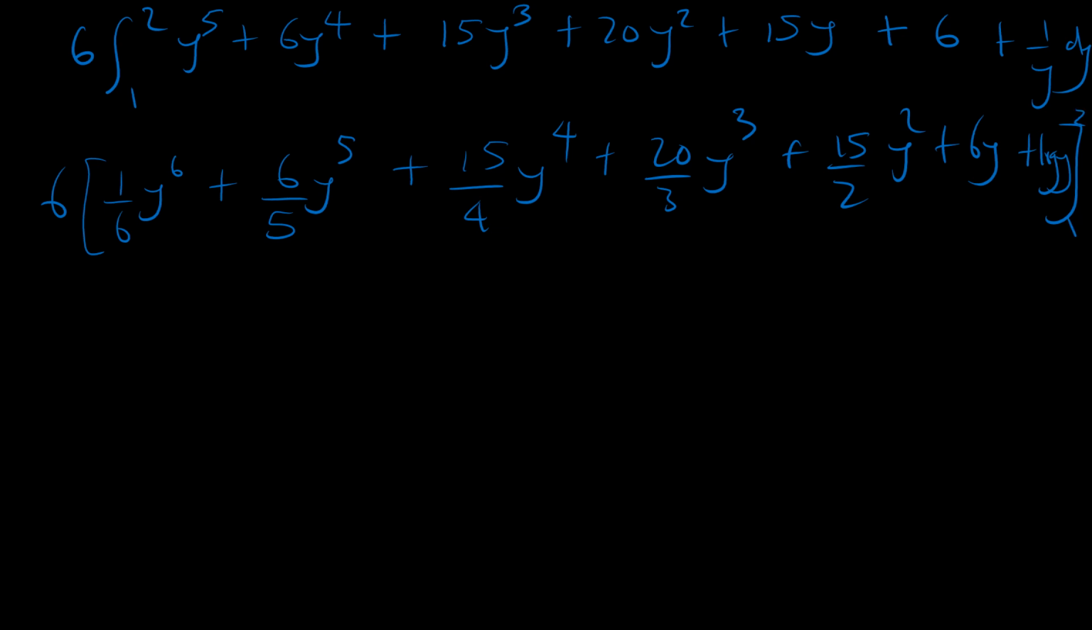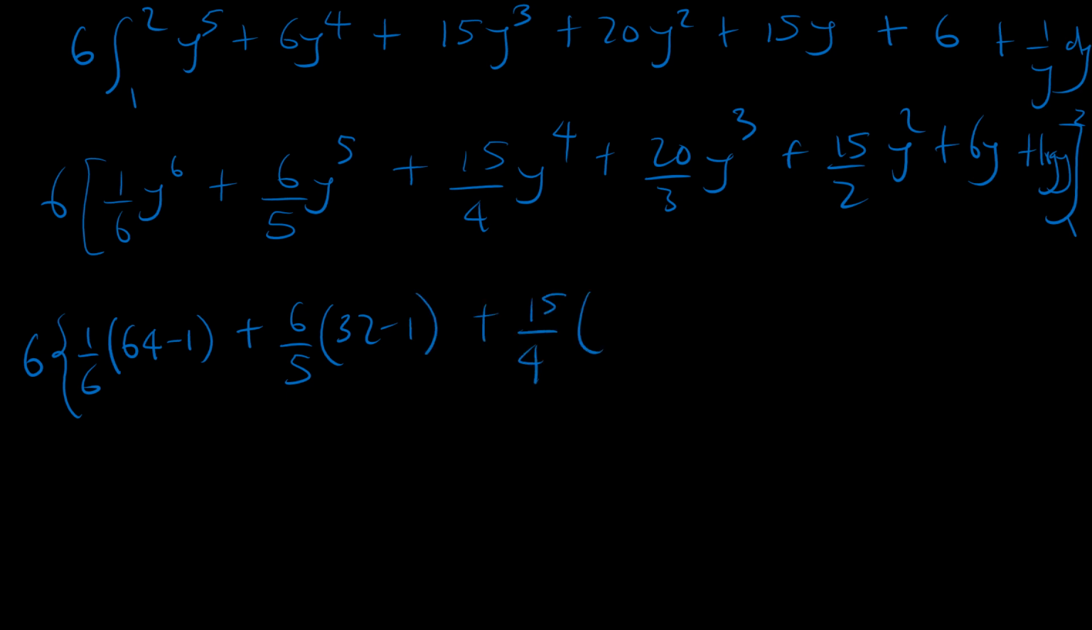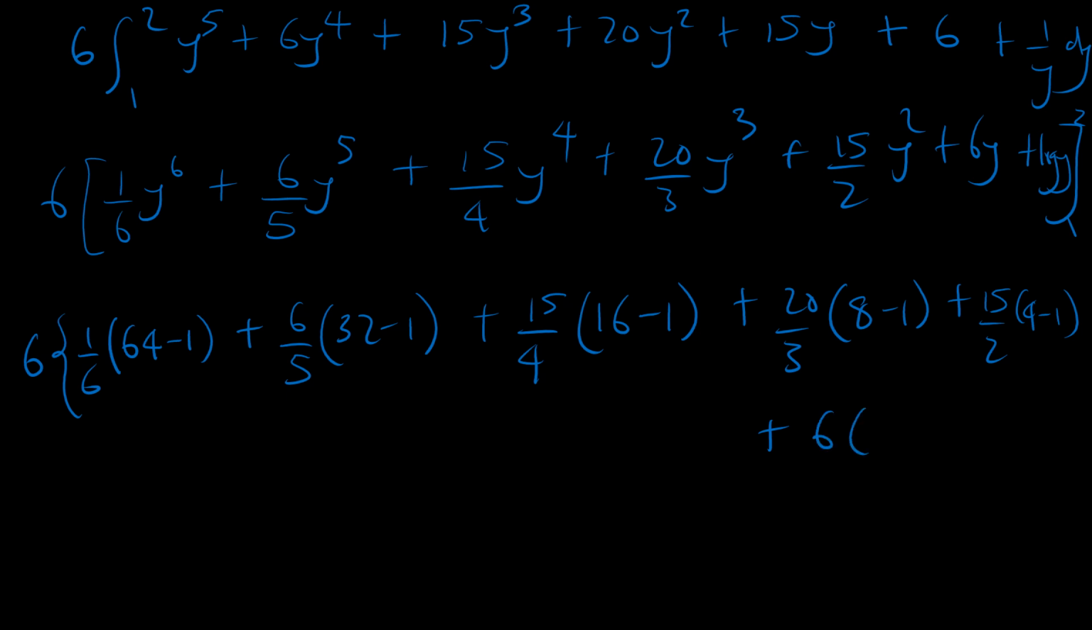So a quick thing we can do here is just substitute the limits, and so we have 6 times 2 to the power 6 minus 1 to the power 6, which is essentially 64 minus 1, plus 6 over 5 times 2 to the power 5, which is 32, minus 1, plus 15 over 4 times 2 to the power 4, which is 16, minus 1, plus 20 over 3 times y to the power 3, which is 8, minus 1, plus 15 over 2 times 4 minus 1, plus 6 times 2 minus 1, plus log 2 minus log 1. Log 1 is simply 0.